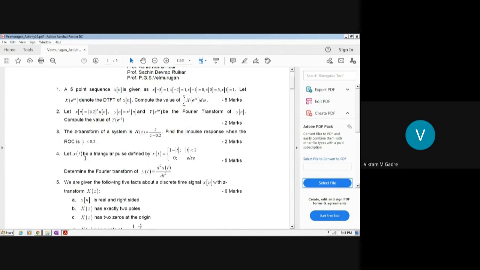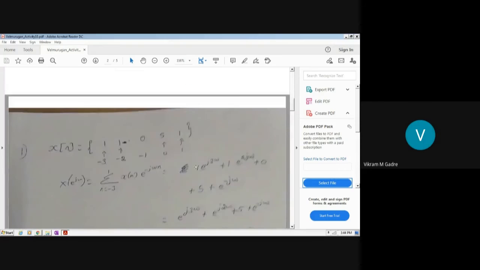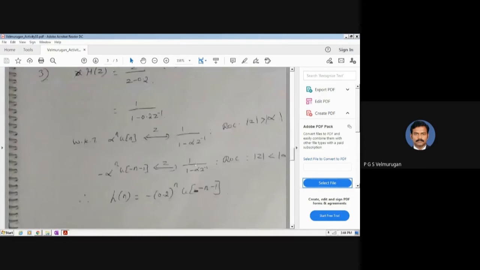Yes, 4th problem. Let x of t be a triangle pulse defined by x of t. And now we need to find the Fourier transform for d square by dt square of x of t. Okay, that's right. I will go on to the 4th problem.